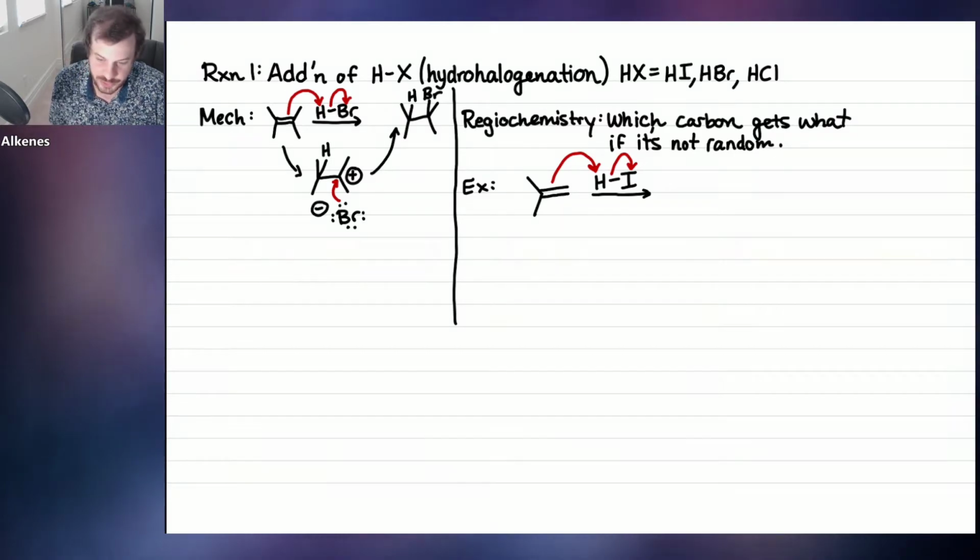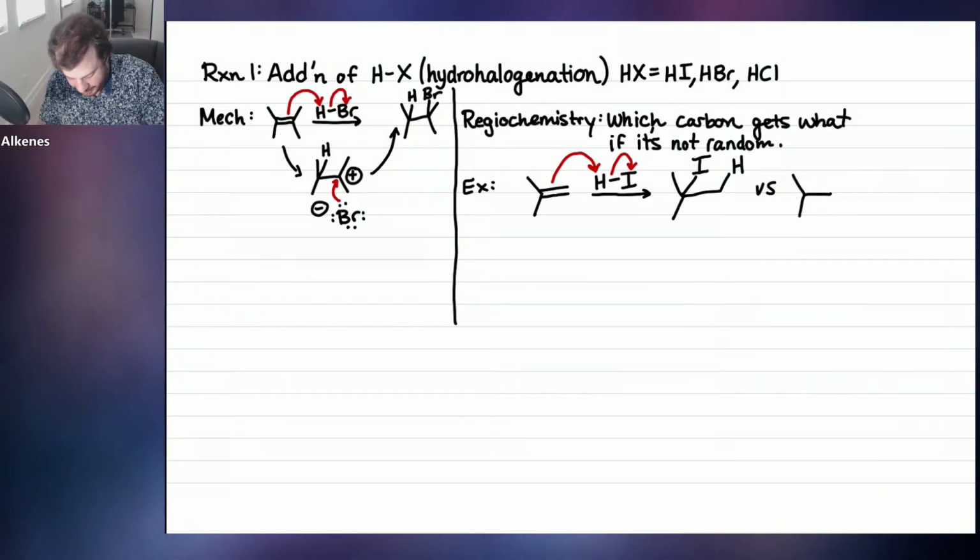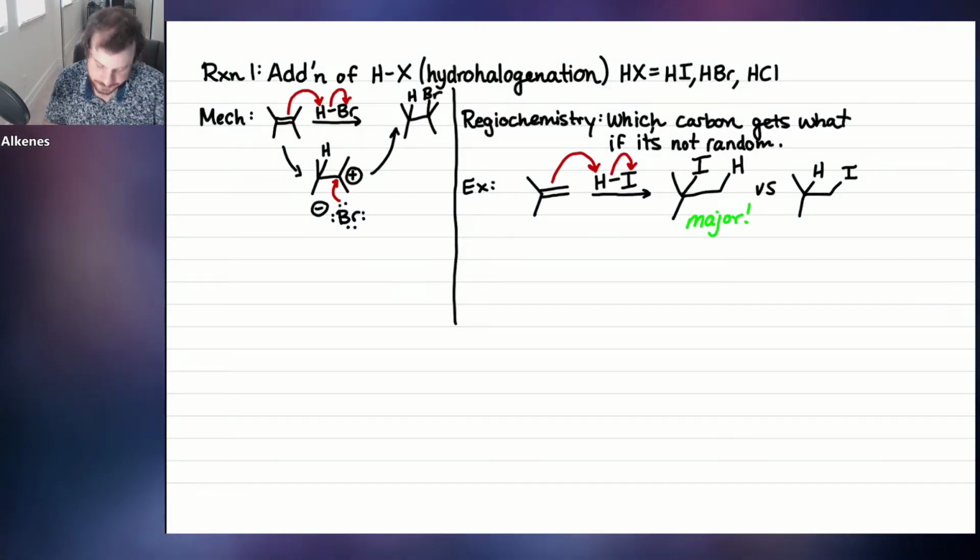And it turns out if we do this reaction, the major product is adding iodine to the more substituted side, the side with the most amount of carbons. And the hydrogen goes to the less substituted side, the side with the least number of carbons. The other possible product, which we don't see very much of in this reaction, is when the iodine gets added to the right and the hydrogen gets added to the left. So this would be the major product. And of course, that means that this one's the minor.